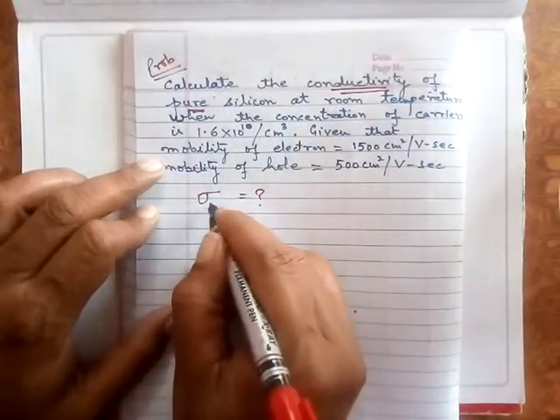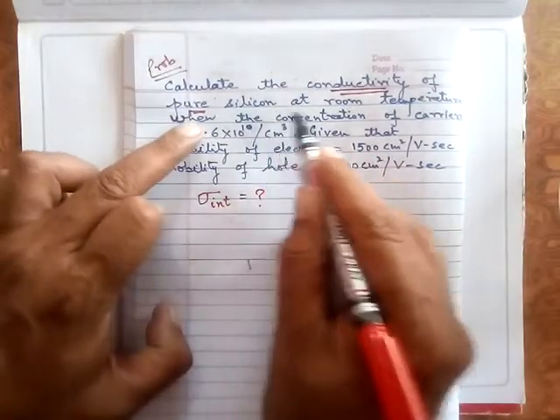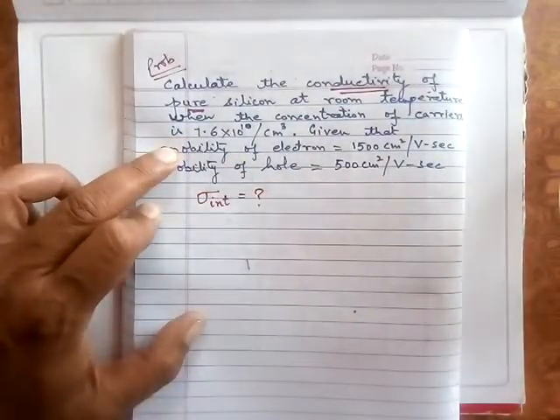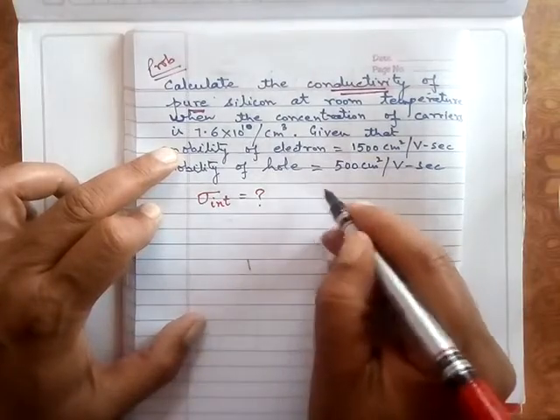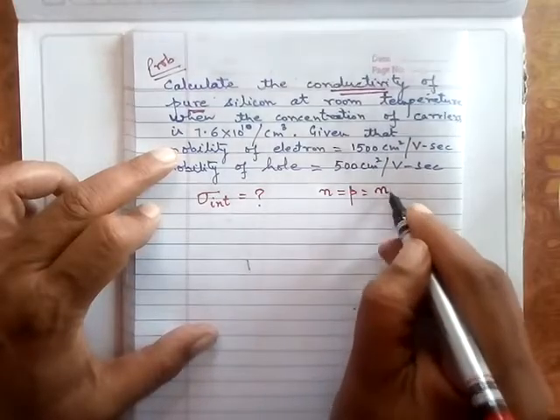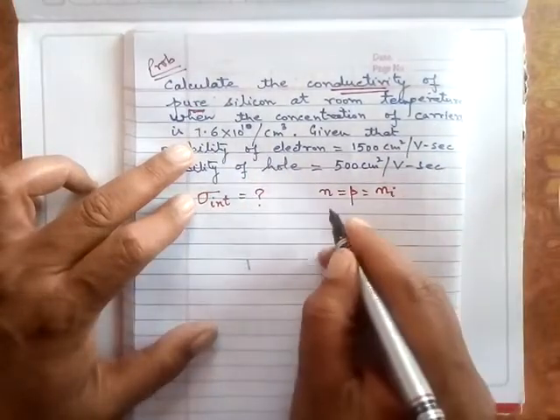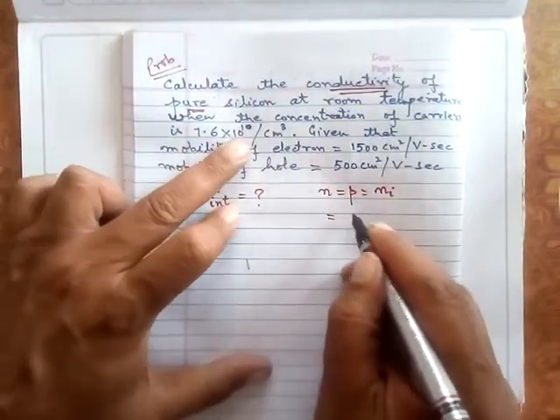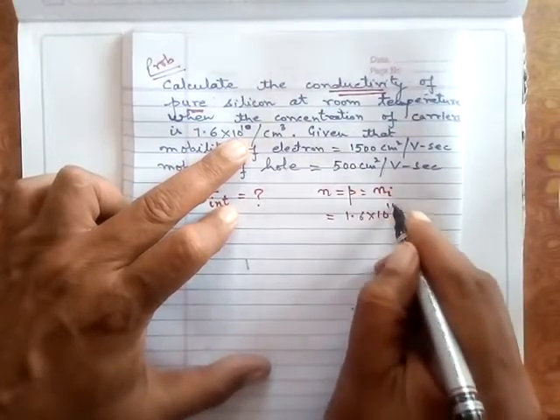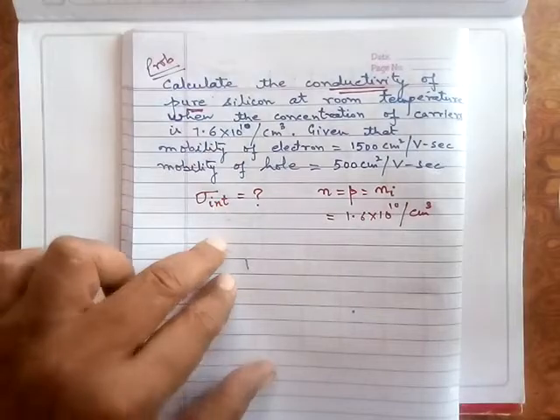Pure means intrinsic silicon. So I need the conductivity of an intrinsic silicon at room temperature when the concentration of carriers is given. Carriers can be either electrons or holes, but in case of intrinsic semiconductor the number of electrons is equal to the number of holes, and it is given by the intrinsic concentration Ni. This is given to you: Ni is 1.6 into 10 to the power 10 charge carriers per centimeter cube. This is the data which is given to you.